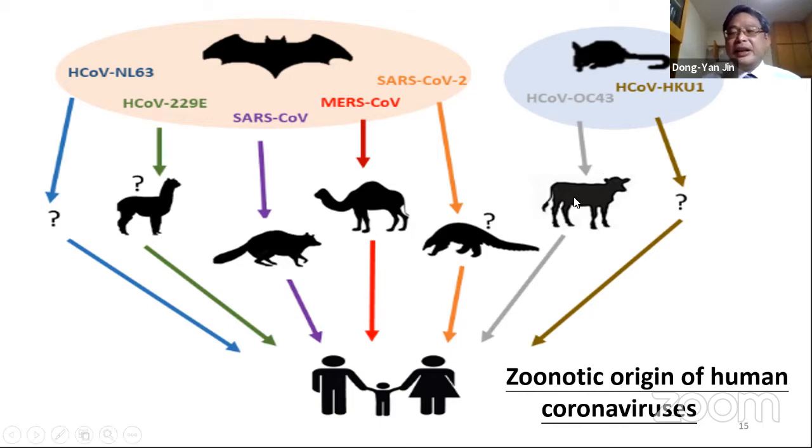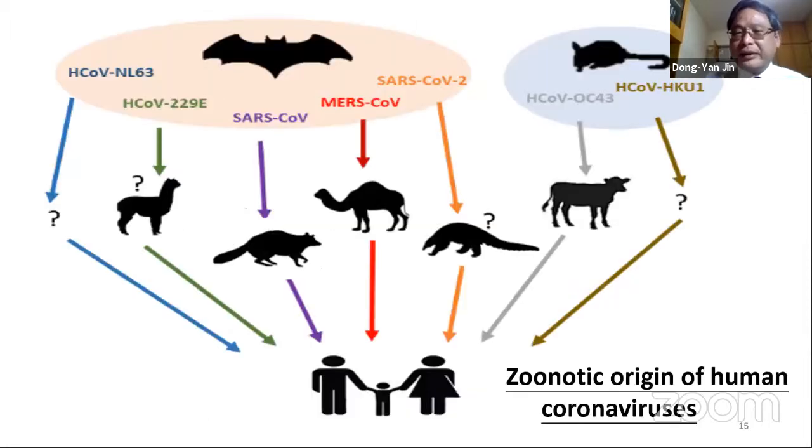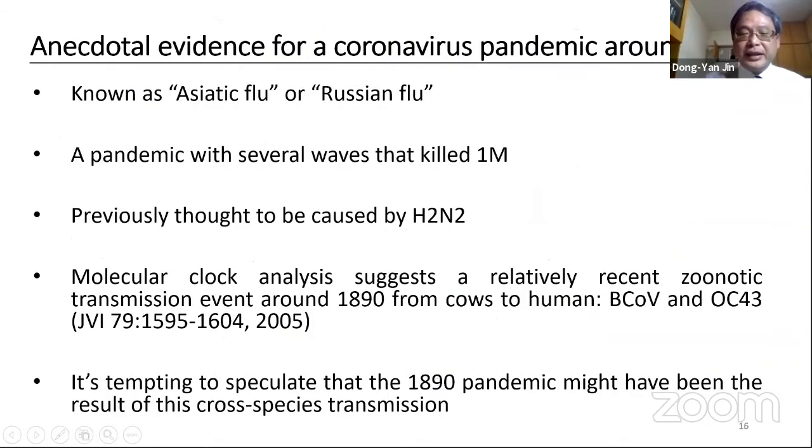One piece of evidence in support of this idea is the pandemic around 1890, known as the Asiatic flu or Russian flu initially, previously thought to be caused by H2N2 influenza, which killed 1 million people. There are molecular clock analyses and other evidence suggesting that the jumping of OC43-related virus from cows to humans, they are very similar, occurred at around 1890. And that actually coincides with this pandemic, which killed 1 million.